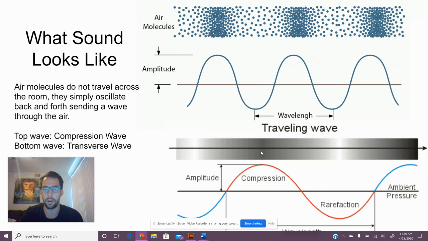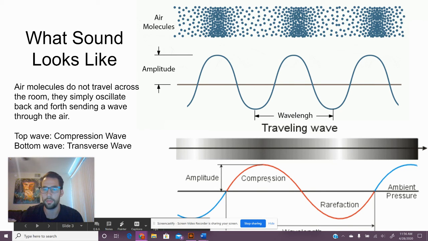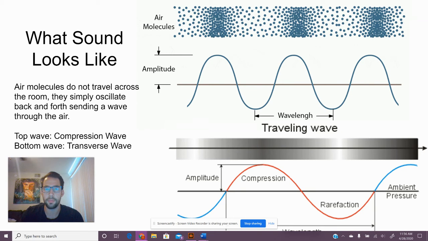The dark area represents an area of high pressure. The light area represents an area of low pressure, so that's the same as this area. The dark area is the same as this area. And again, you see that the really dark area lines up with a crest and the really light area lines up with a trough. What we call these in sound waves is that this is a compression, where they're all bunched up, and this is a rarefaction, where they are all spread out.